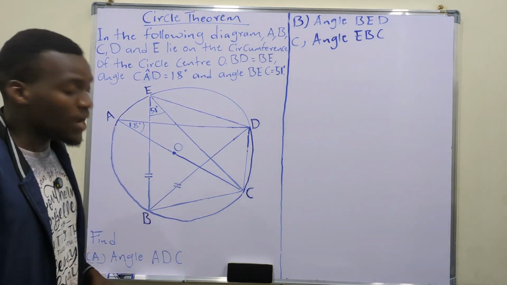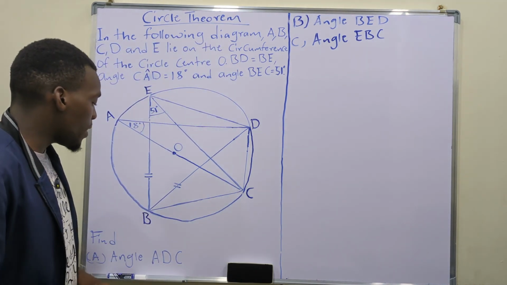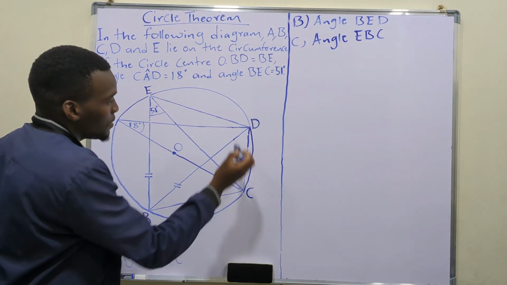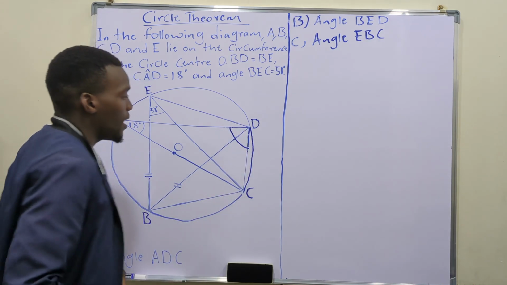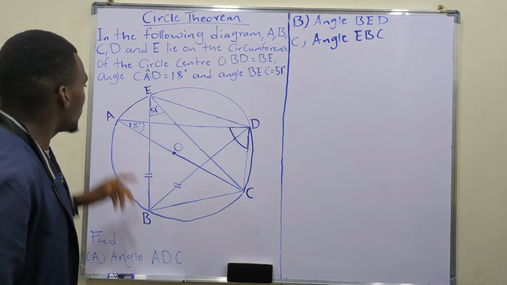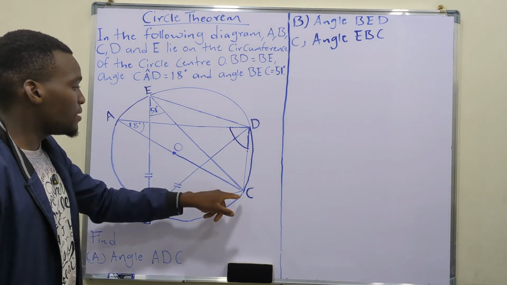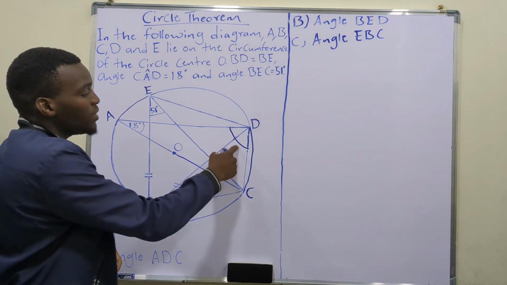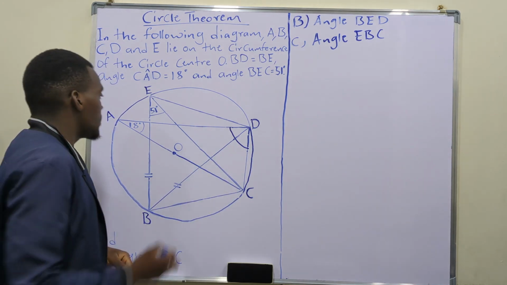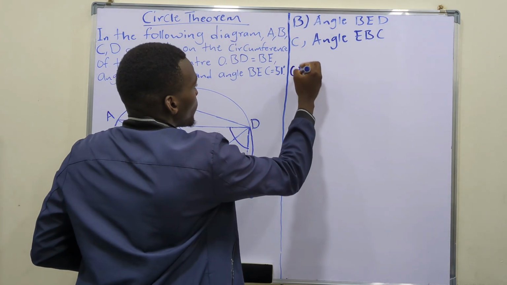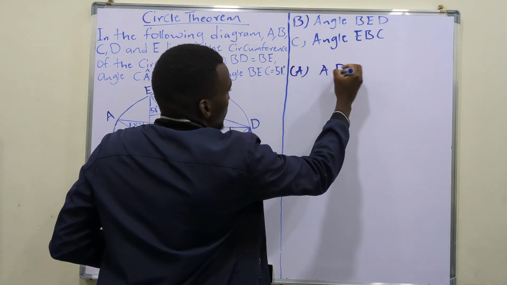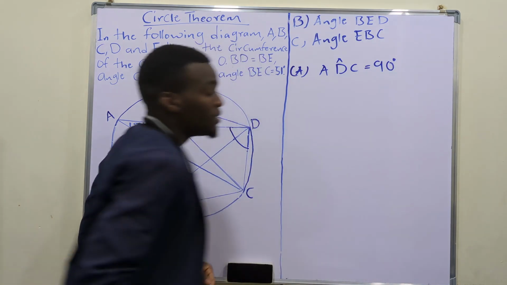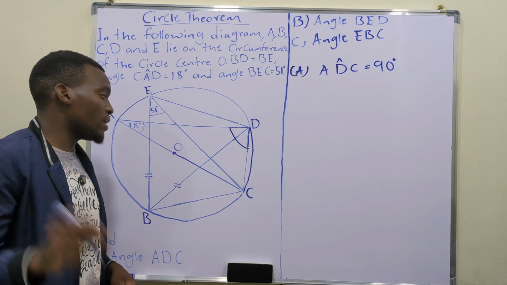So let's first identify where we have the angle ADC. So here A, D, and then C. So we are talking about this entire angle here. And when you look at the triangle ADC, it is a semicircle. And we know that an angle in a semicircle is equal to 90 degrees. Therefore, angle ADC will be equal to 90 degrees, an angle in the semicircle.